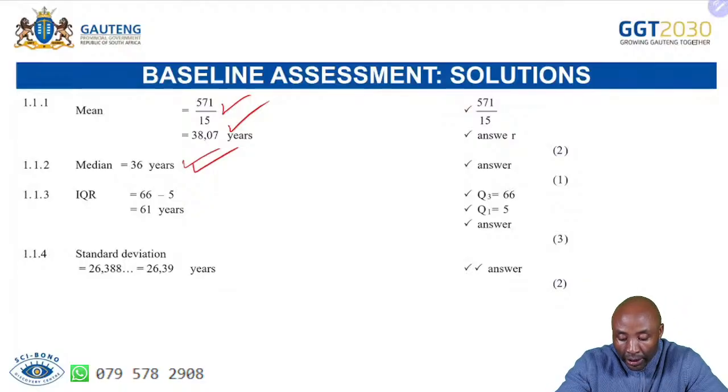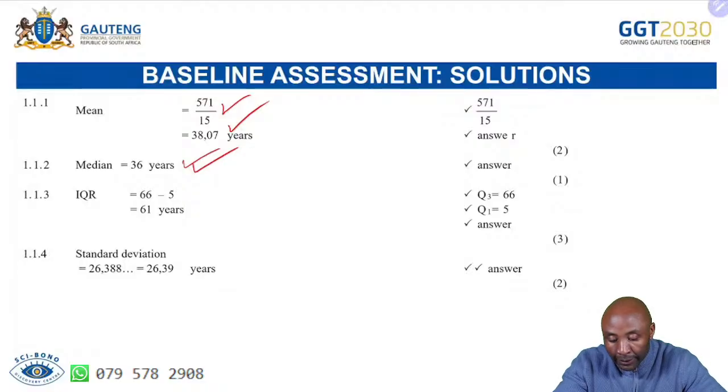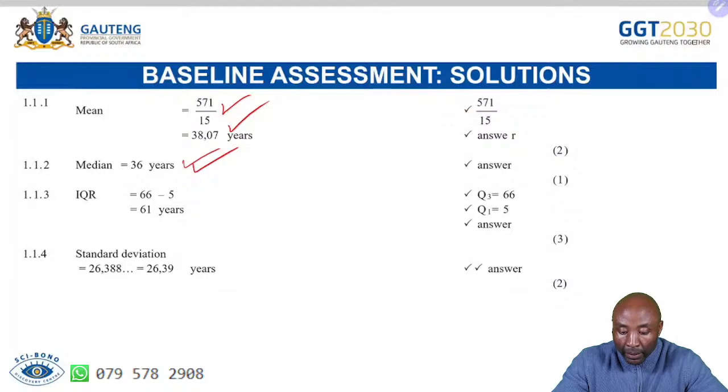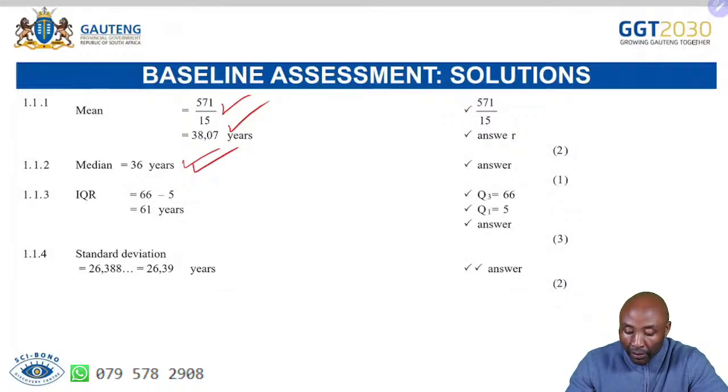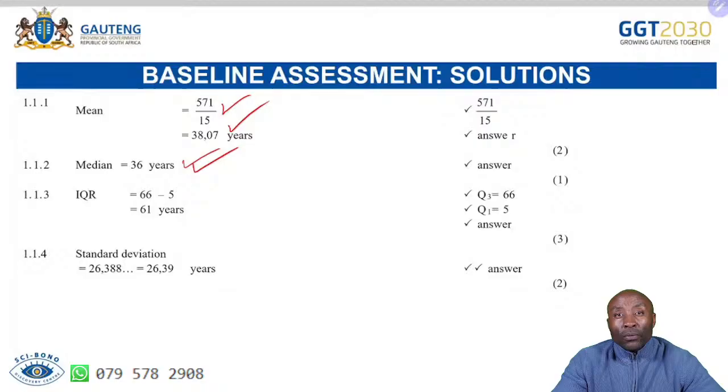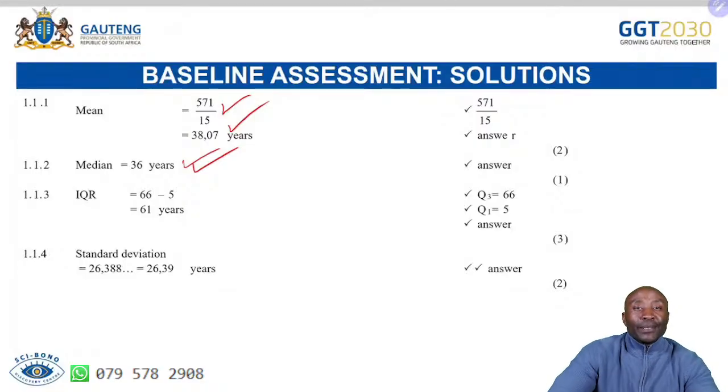Our interquartile range, we get our Q1 as 5, and we got our upper quartile as 66. Then we know that our interquartile range is Q3 minus Q1, and that will give us our answer as 61 years. So that's how you are awarded marks there. Standard deviation, we are using our calculators, and we got 26.39 as our standard deviation. We get our 2 marks. So far I know we are having 8 marks in the bag.